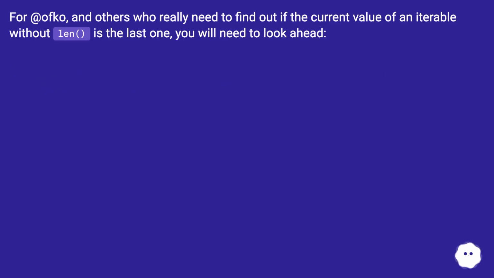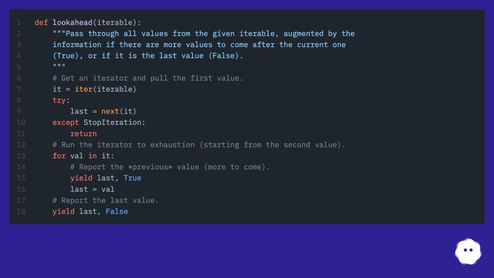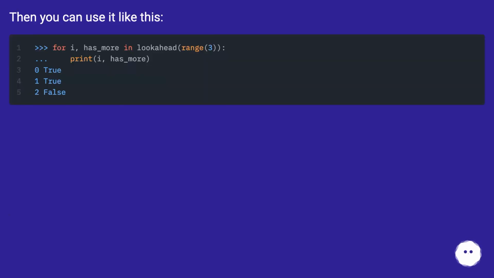For idofco, and others who really need to find out if the current value of an iterable without len is the last one, you will need to look ahead. Then you can use it like this.